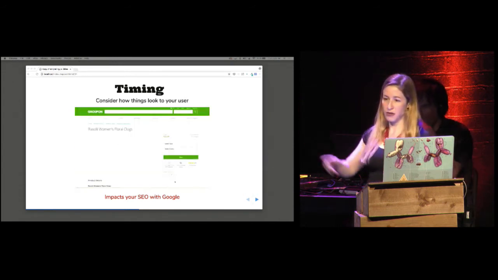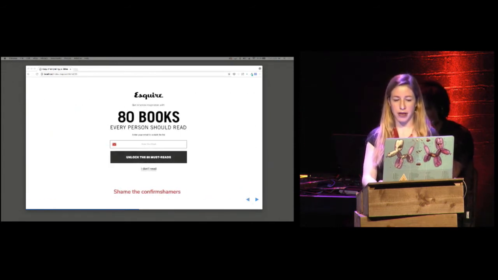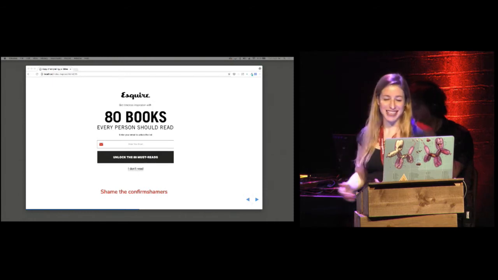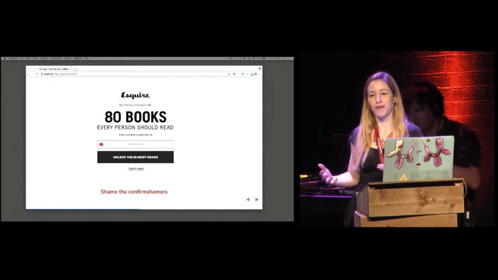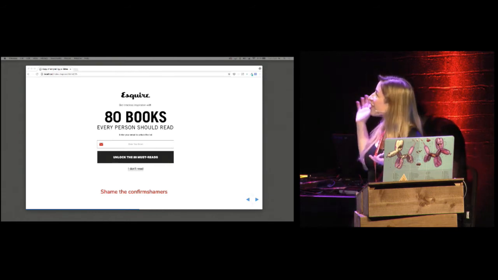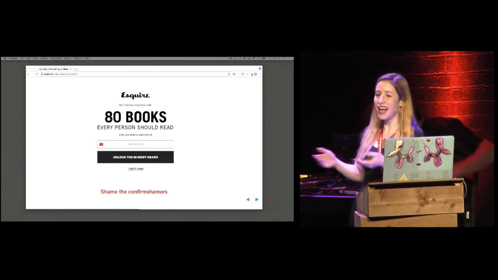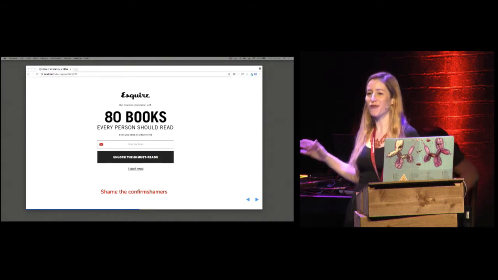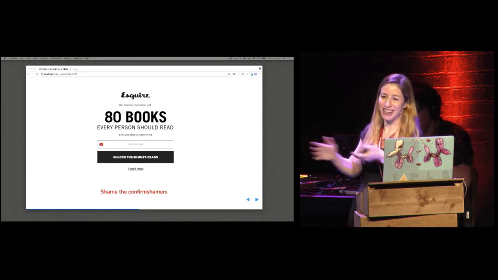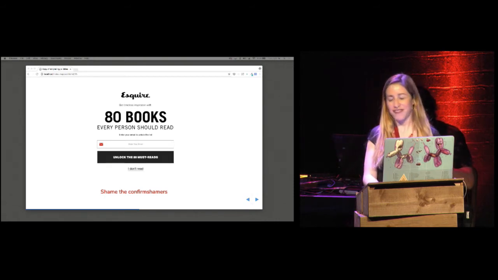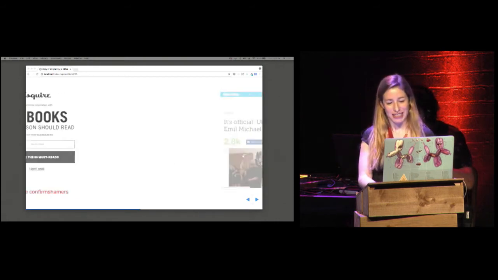That link will show you that article and all of the information about it. There's also a post recently about shaming the confirm shamers, which shows ways that sites insult people who won't convert. This one is hilarious to me. It's like, here's 80 books, and you have to put in "I don't read" in order to get away from this. I just think that's a really bad dark UX pattern as well.